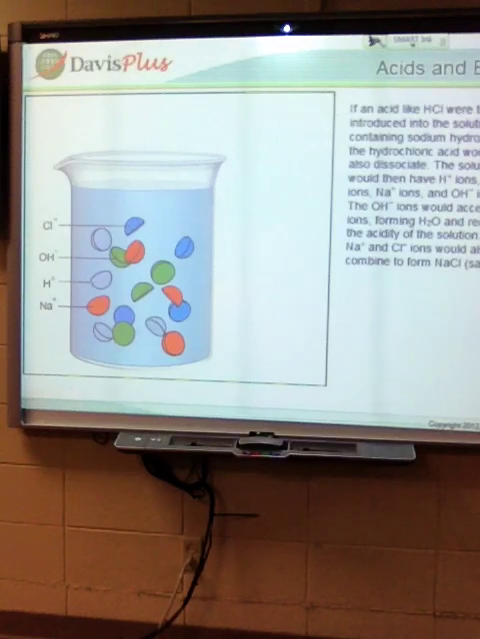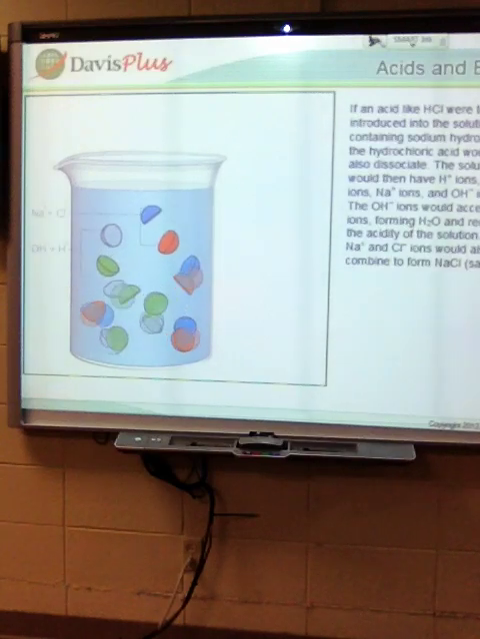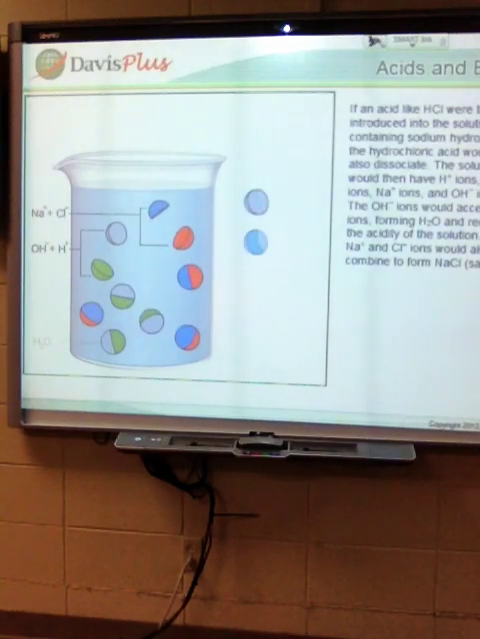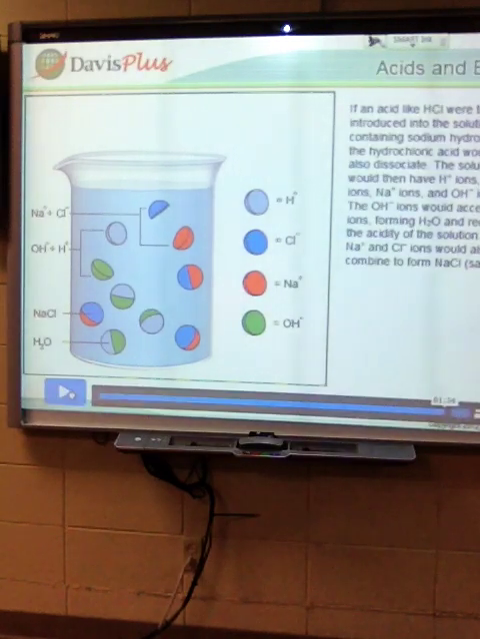The solution would then have hydrogen ions, chloride ions, sodium ions, and hydroxide ions. The hydroxide ions would accept hydrogen ions, forming water and reducing the acidity of the solution. The sodium and chloride ions would also combine to form sodium chloride, salt.